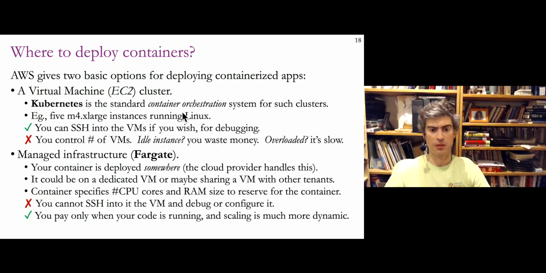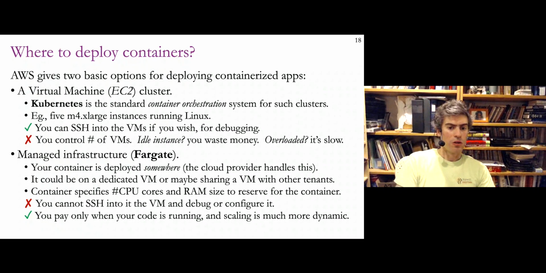Kubernetes is the standard open source container orchestration system. Amazon also has an Elastic Container Service, ECS, which is kind of like an alternative to Kubernetes that does the same thing, but it's less standardized. So using that creates a little bit of vendor lock-in. But anyway, if you use this approach, you have these virtual machines that you're managing yourself, and you can SSH into them for debugging.